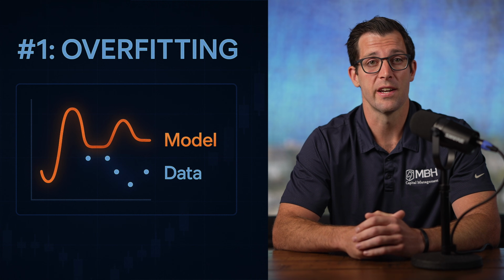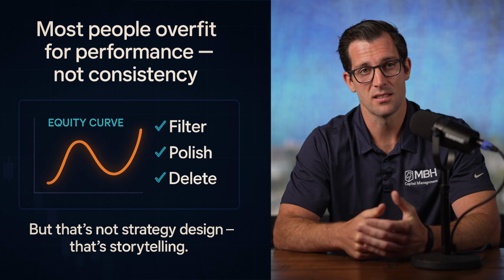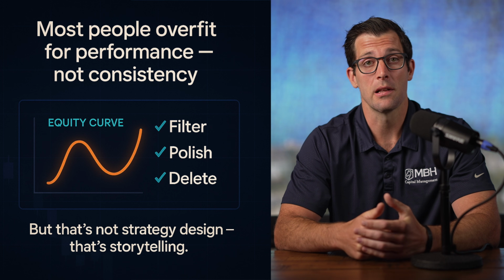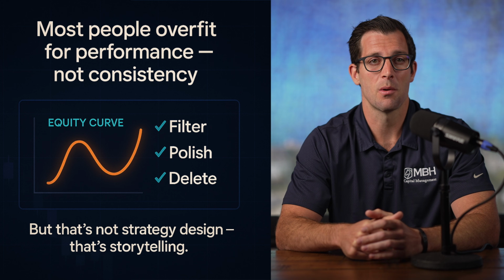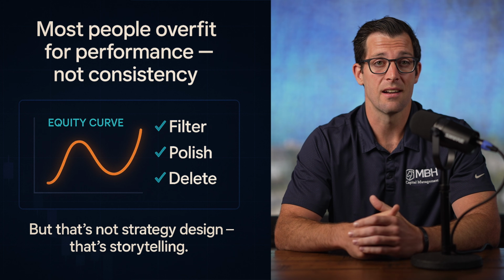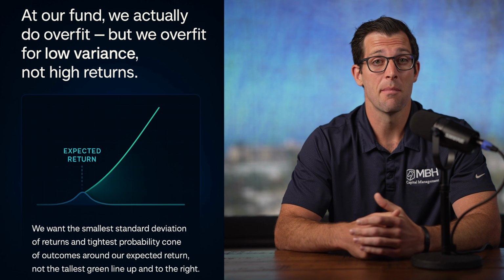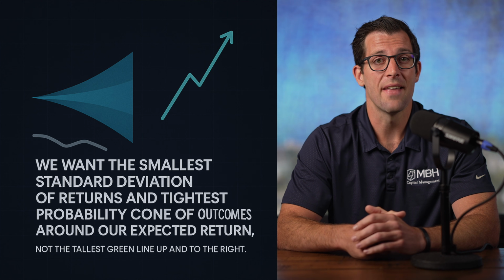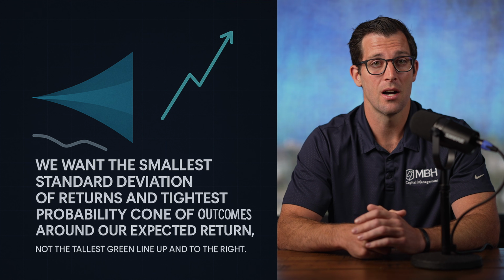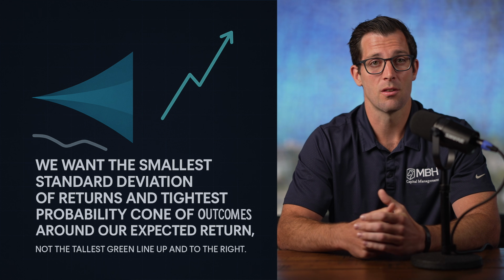1. Overfitting. This is a big one. Most people overfit for performance, not consistency. They filter out the big losing trades, polish that equity curve, and delete anything that messes up their P&L. But that's not strategy design. That's storytelling. At our fund, we actually do overfit, but we overfit for low variance, not high returns. We want the smallest standard deviation of returns and the tightest probability cone of outcomes around our expected return, not just the tallest green line up and to the right.